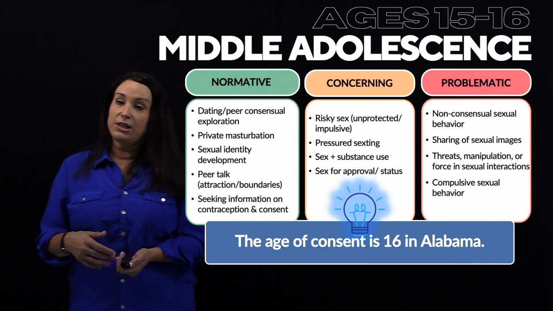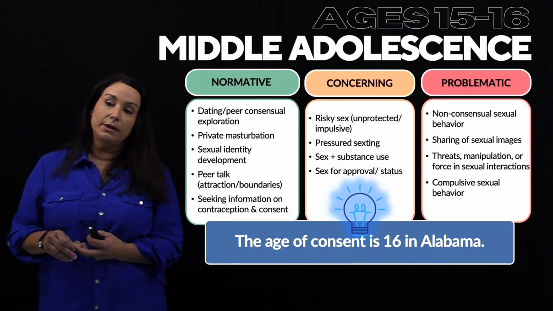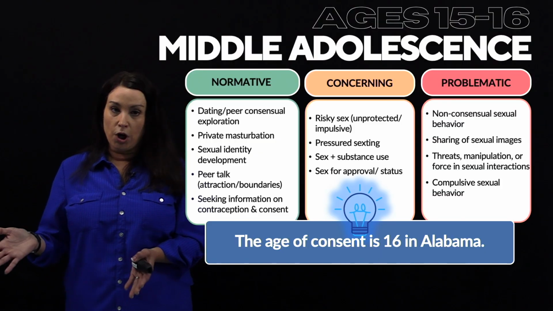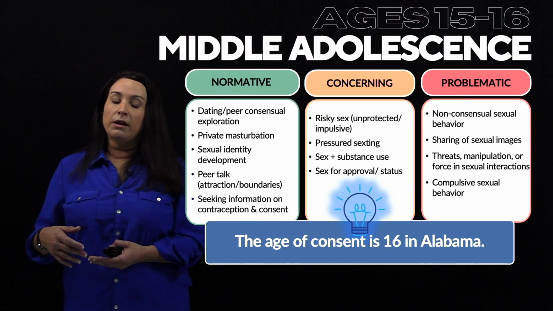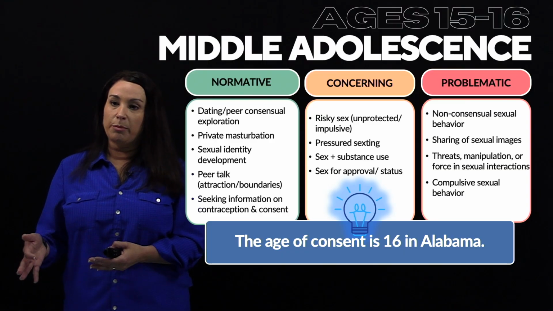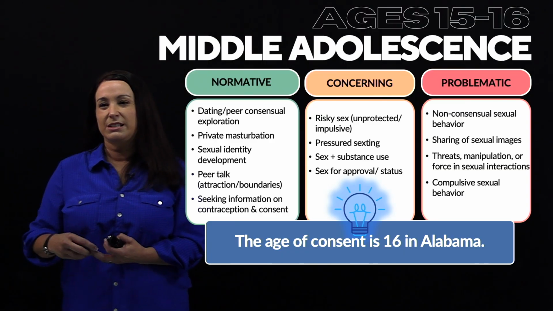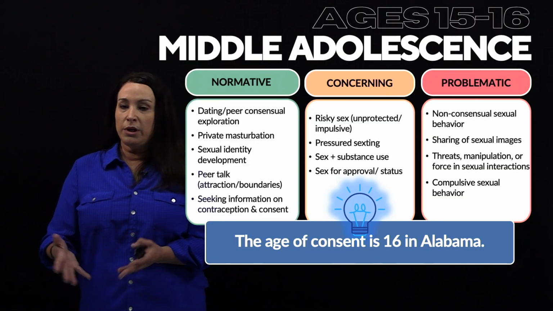In Alabama, the age of consent is 16. Depending on what state you live in, you should know the age of consent. I know in Georgia it's 17. I'm not sure about Florida, I want to say it's 17 as well. But you want to know the age of consent.